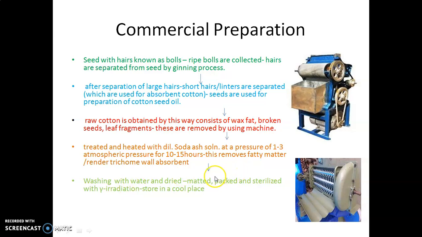Then it is properly matted and packed, sterilized with gamma irradiation, and stored in a cool place. The storage of the cotton after preparation and packing is very important, because it should be properly wrapped, otherwise bacterial contamination and external dust make the cotton friable and brittle, and excessive heat and long storage make the absorbent cotton non-absorbent. That should be kept in mind while storing this cotton in the dispensary or pharmacy.